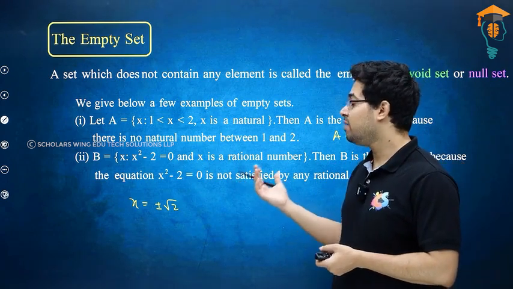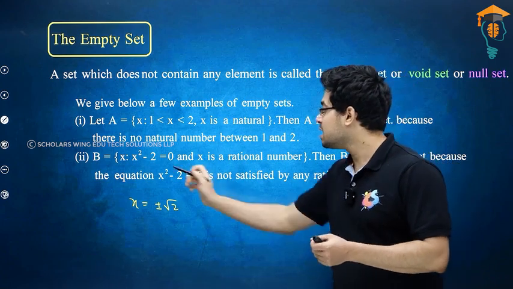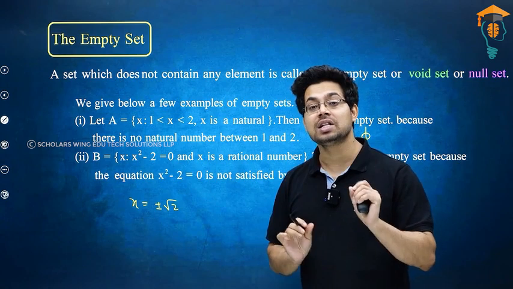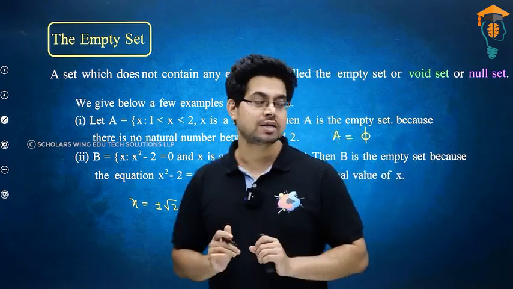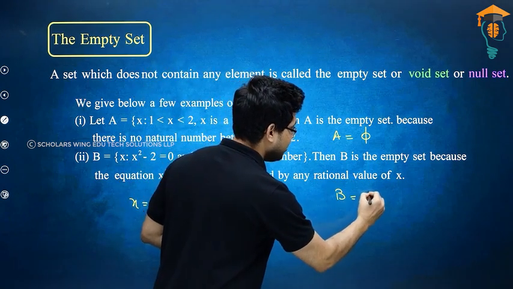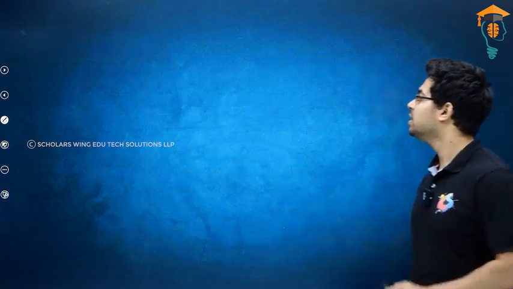So we cannot have a value of x which is rational and at the same time satisfies this equation. That means we don't have any such value of x. That means again set B is an empty set. So you're going to write in this manner that B is an empty set. Fine, students, no problem. All right.